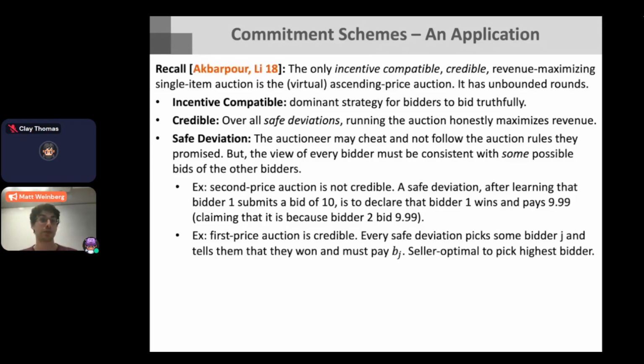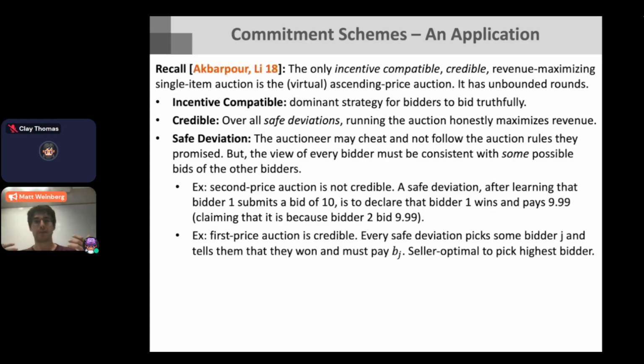Credibility was a term that they introduced in that paper that's becoming more common in the EC community. But what that term means is that over all safe deviations, the auctioneer maximizes their revenue by running the auction honestly. So what is a safe deviation? Well, the auctioneer is allowed to cheat. They don't have to follow the auction rules they promised, but it shouldn't be detectable, right?